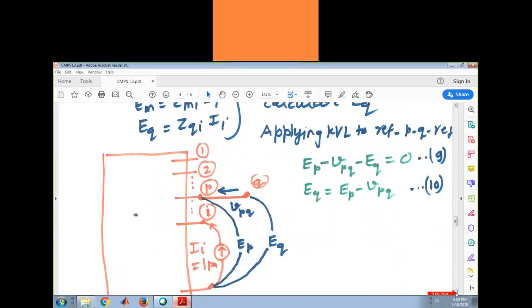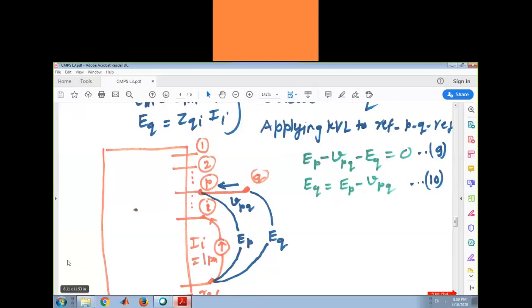So I consider this loop from the reference to bus P, then to Q, and back. This is the loop, so I apply KVL. This is the voltage rise EP. The voltage VPQ is the voltage across the branch, so we are assuming this direction of the voltage. So this is the voltage drop, so it is minus VPQ, and here the voltage is EQ, and here it is 0. So this is also a drop. So it is EP minus VPQ minus EQ is equal to 0, or EQ will be equal to EP minus VPQ.